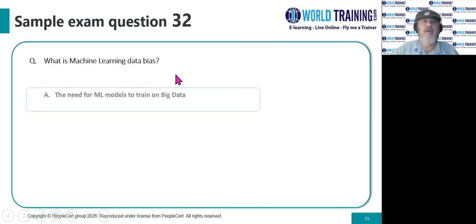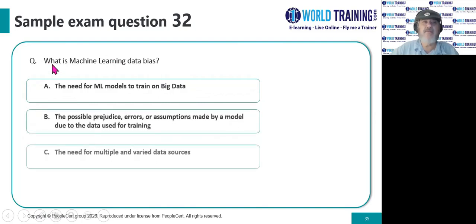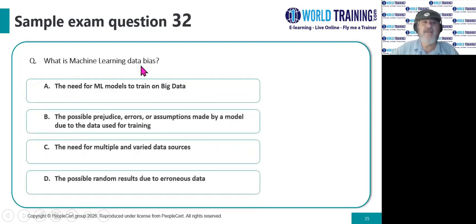Okay. Question 32. What is machine learning data bias? The need for machine learning models to train, that's not bias. Possible prejudice, okay, prejudice, yes. But B is a good answer. The need for multiple and varied data sources, no. Possible random results, no. So it's about prejudice, so B is the best answer.